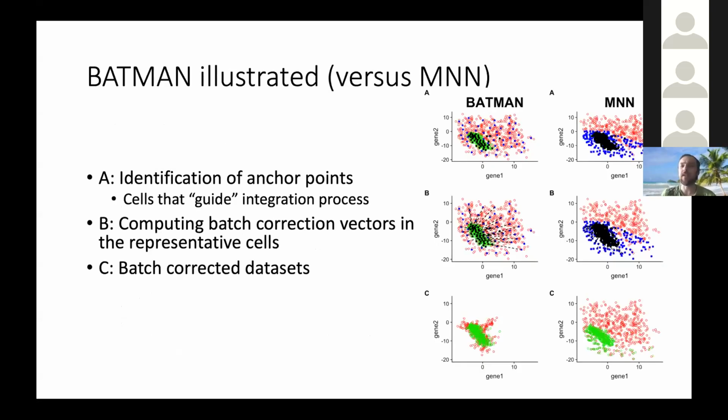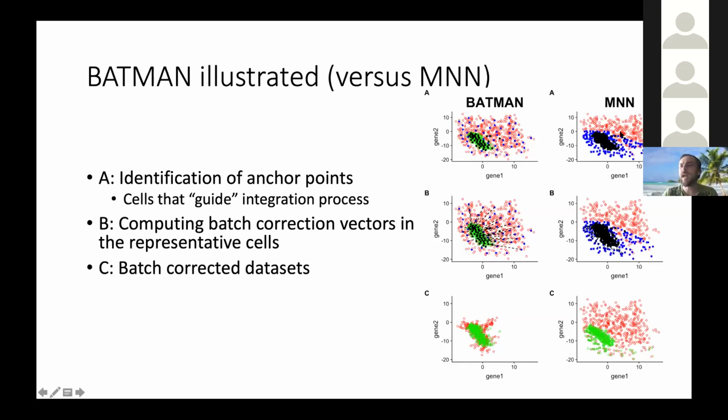And let me illustrate a couple of things about how the algorithm works, and maybe contrast it with the paradigm of mutual nearest neighbors. So here I just created some two-dimensional synthetic data sets, which are probably not very realistic, but just to illustrate the main point. Here we have two batches. Let's say one is green, another one is red. And here what I'm showing, in the case of Batman, are the representative cells that I'm using in order to integrate the two data sets.